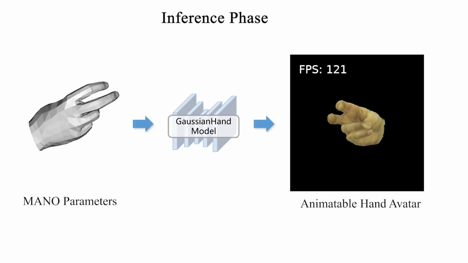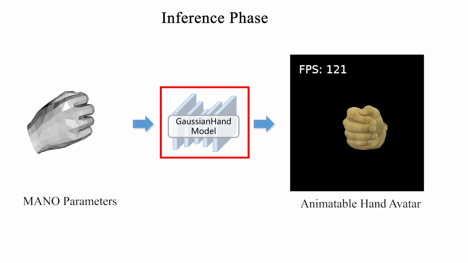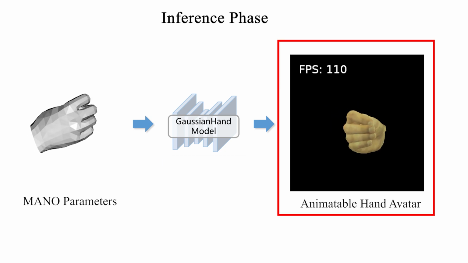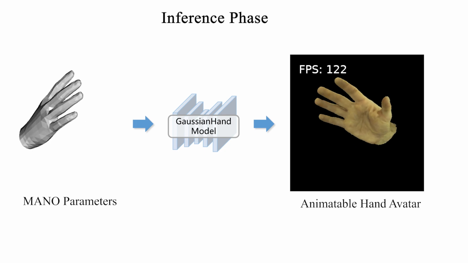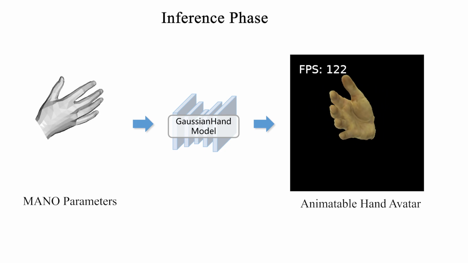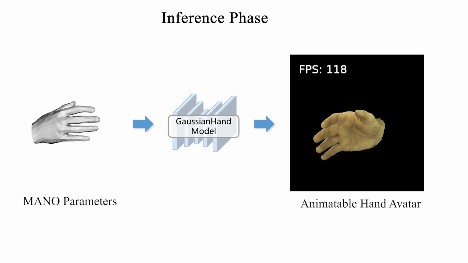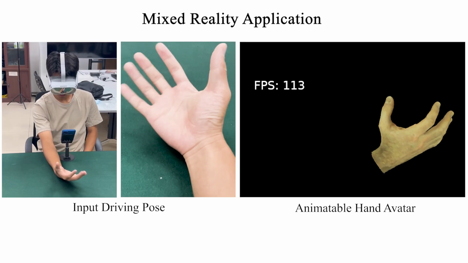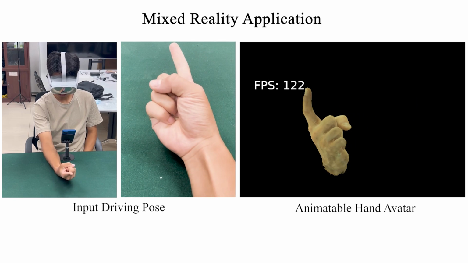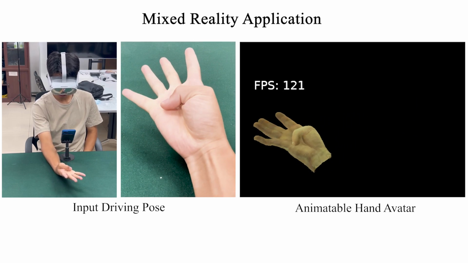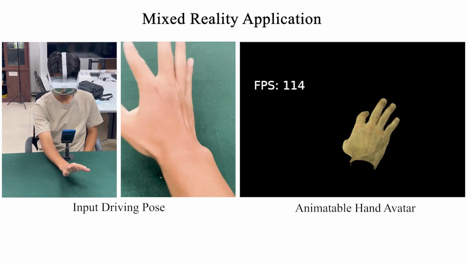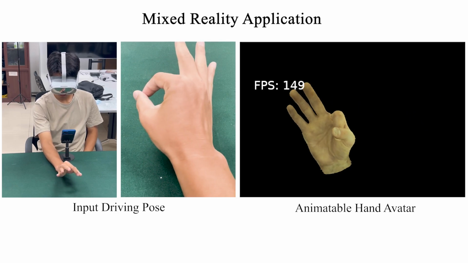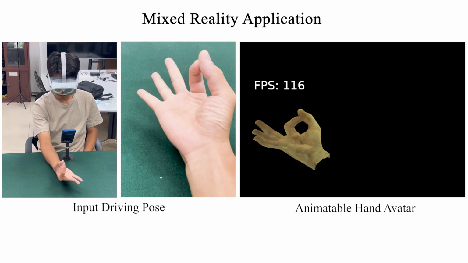In the inference phase, given nano-parameters, our GaussianHand model can generate realistic animated hand avatar with free viewpoints and free poses. In mixed reality application, based on an off-the-shelf pose estimation model, our approach is robust to arbitrarily complex user input poses beyond the distribution of the training set and can simulate the rendering of free viewpoints in real time.